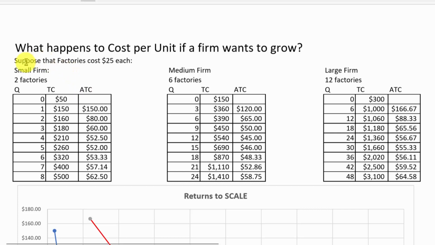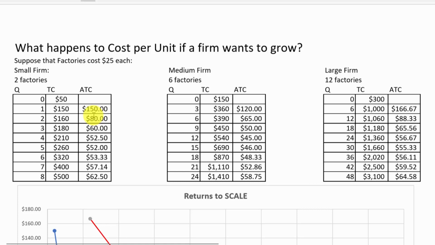So let's suppose that you had a small firm, and that a small firm, just for this example, means that they have 2 factories. And each factory costs, say, $25 a piece per day. And with 2 factories, if you produce 0, those 2 factories are going to cost $50. Let's just assume those are the only fixed costs that we had. But as you produce more units, your total costs go up. And let's look at what happens to average total cost.